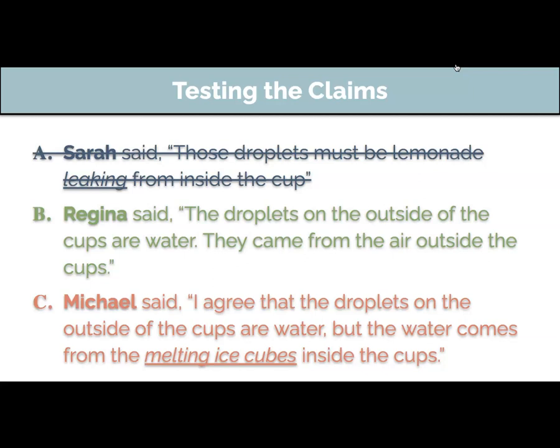So that leaves 2 more claims now. We have Regina's claim that the droplets on the outside of the cup are water and that they're coming from air outside the cup. And we have Michael's claim, who said he agrees the droplets on the outside are water, but he thinks they're coming from the melting ice cubes inside the cup. And I thought, well, how could we prove those claims? Which one of those claims is correct?